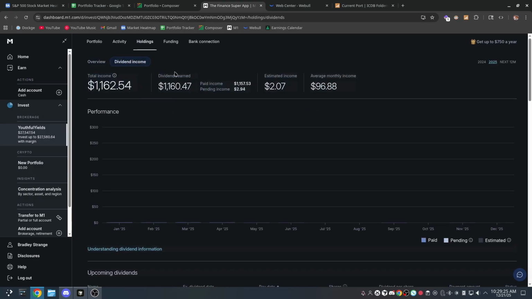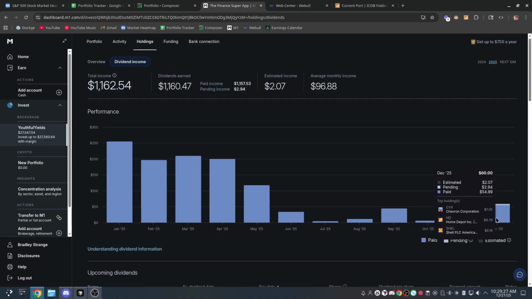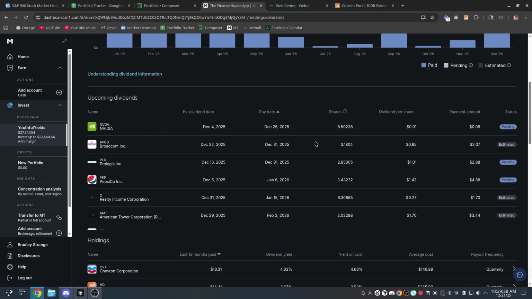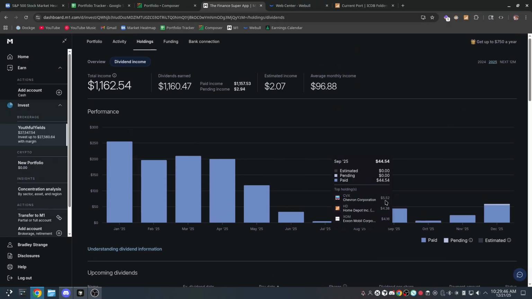I guess I'll go to that first. So just in the month of December alone, we've had $54.99. We're expecting probably another $2, pending a few. You can see that it's pending 6 cents from NVIDIA, pending $2.88 from Prologis, and around $5 from Pepsi. So yeah, not too bad.